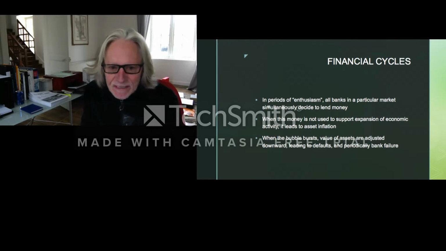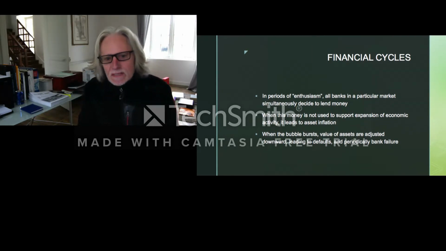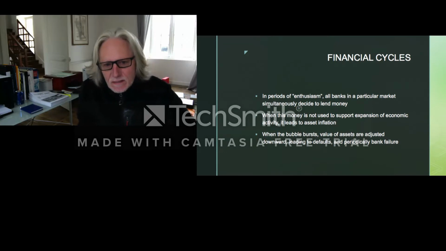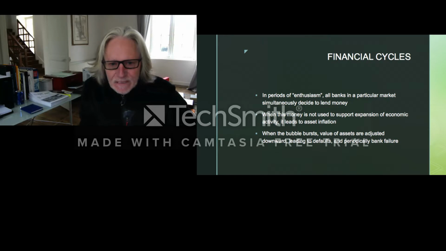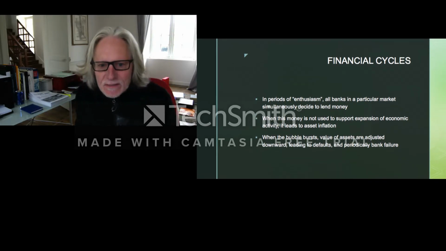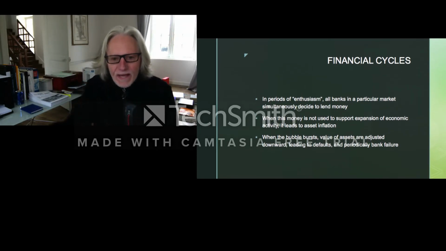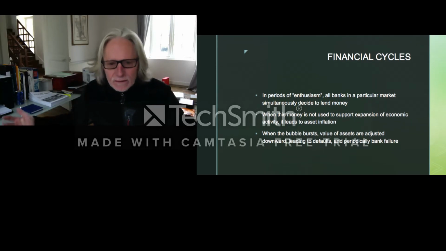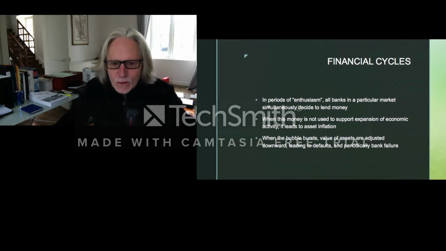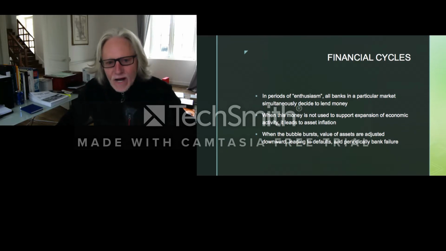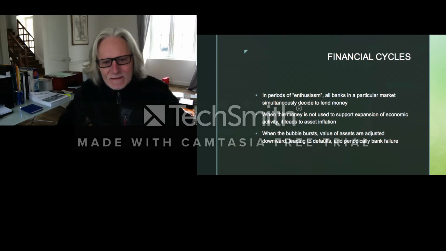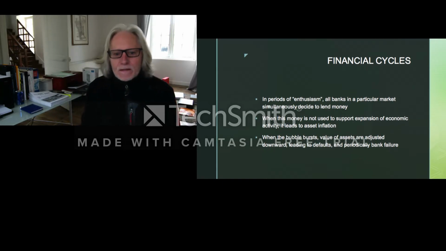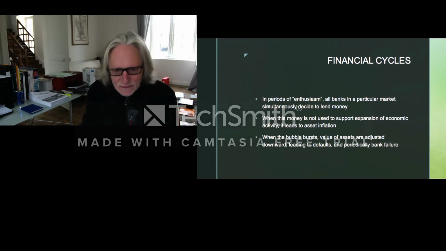Now, we've all seen financial cycles, the booms and the busts, and this is a problem. There are periods of irrational enthusiasm, as Greenspan might say, when all banks in a particular market decide that they want to lend. Now, if these loans are not provided to support economic activity, they lead to asset inflation. The typical example is a hot market in real estate.